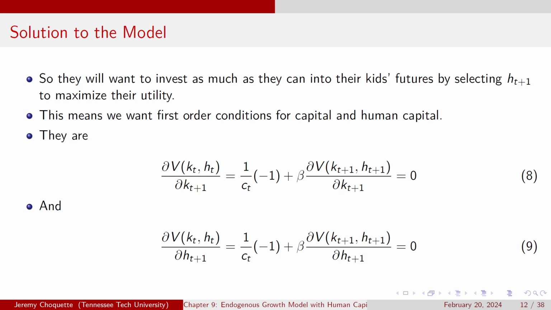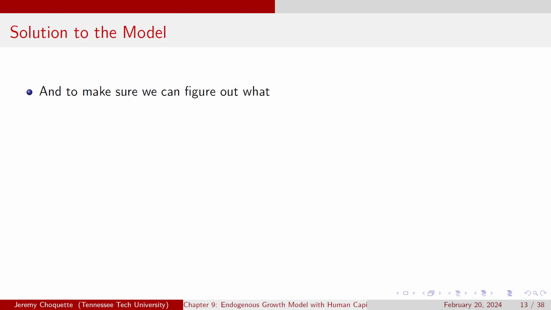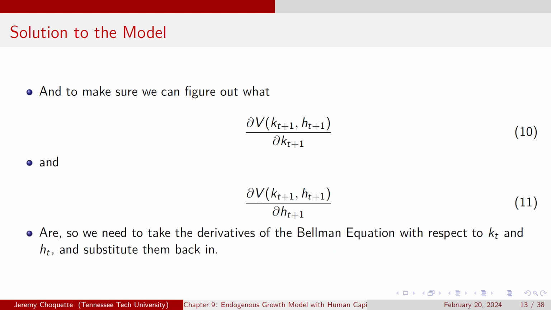So just like with the neoclassical growth model, we need to know what this term, and this term is. We need to know what both of these are. So what do we do? Well, same thing as what we did before. I take derivatives of that Bellman equation again, only with respect to K_t and H_t rather than K_{t+1} and H_{t+1}.